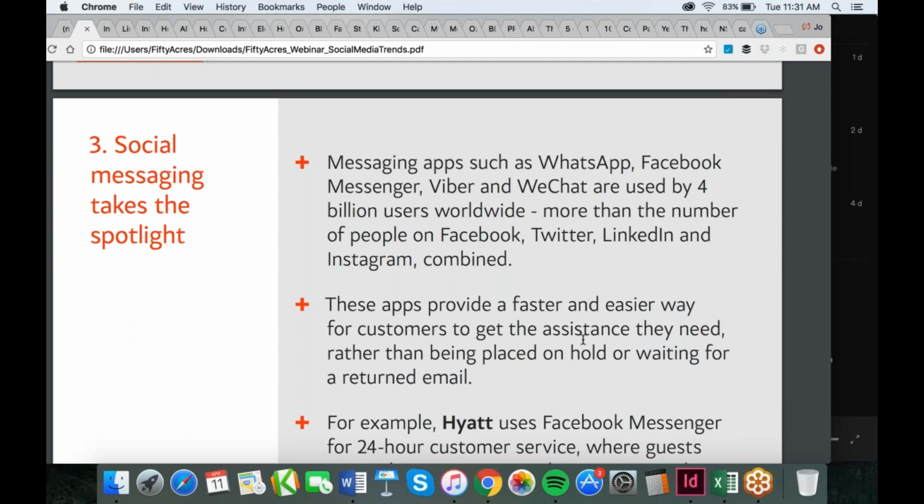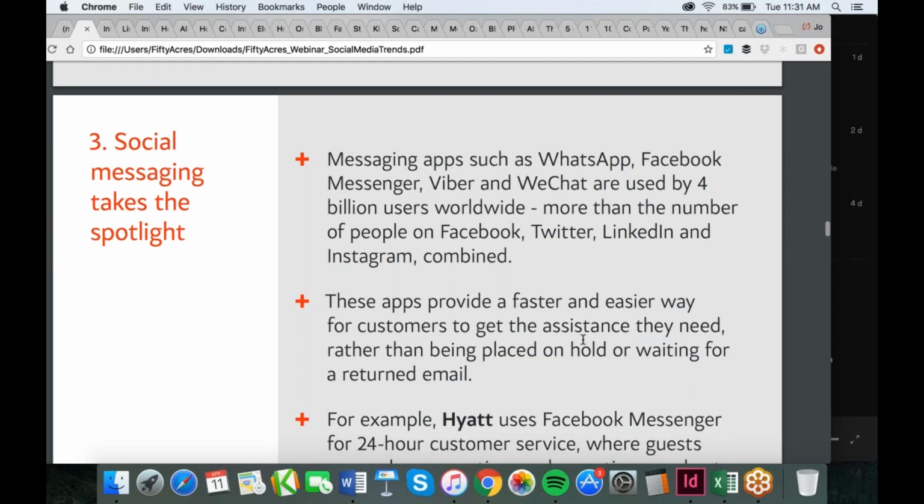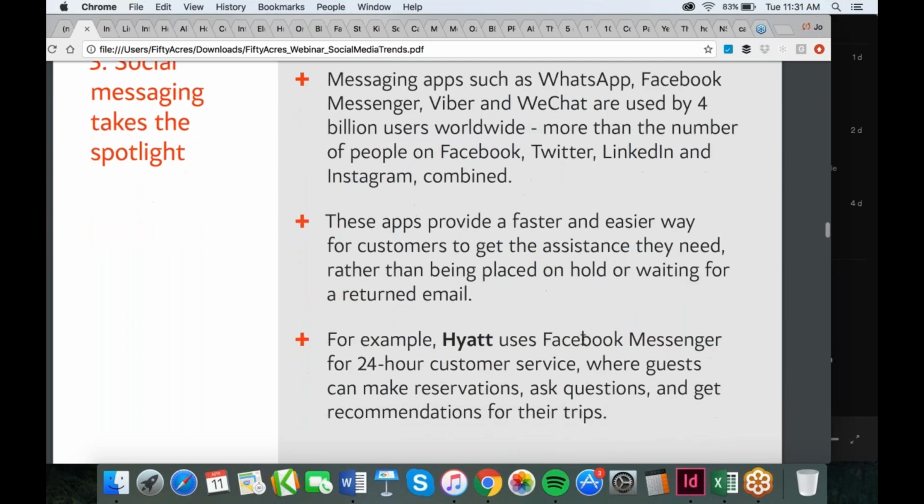belief that it works. These apps, though, provide a fast and easy way for customers to get the assistance that they need, rather than being placed on hold or waiting for a returned email. For example, the Hyatt internationally uses Facebook Messenger for 24-hour customer service, where guests can make reservations, ask questions, or get recommendations for their trips if they're going somewhere else after they've stayed at the hotel.